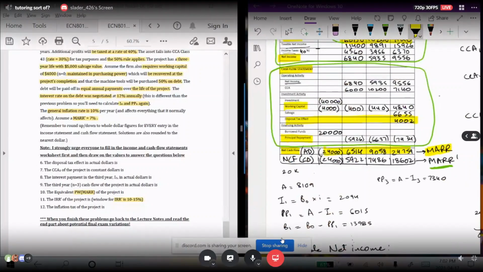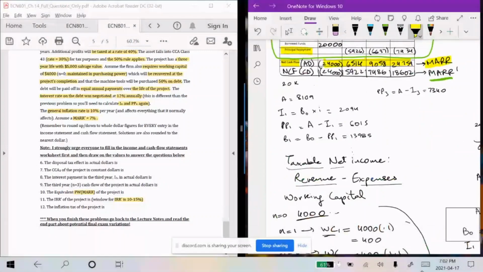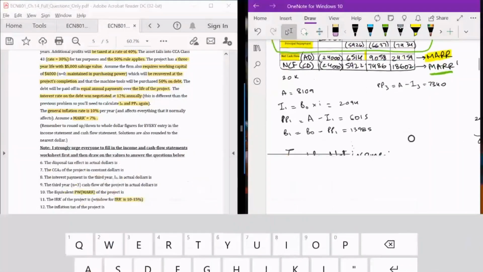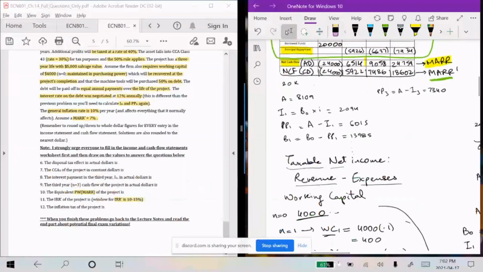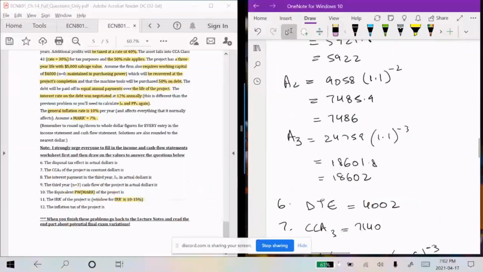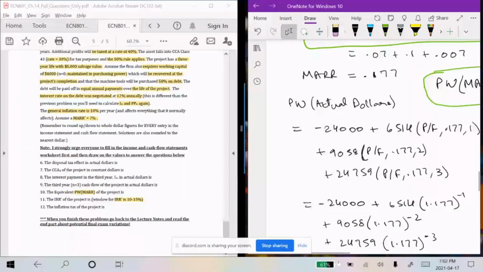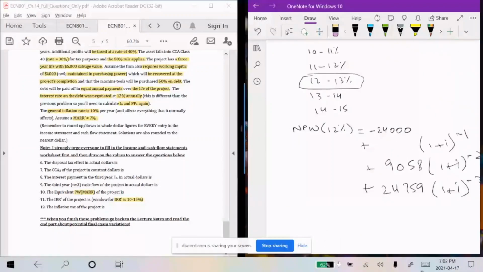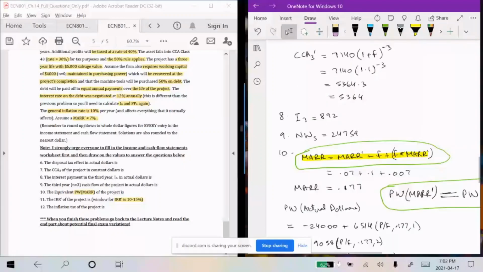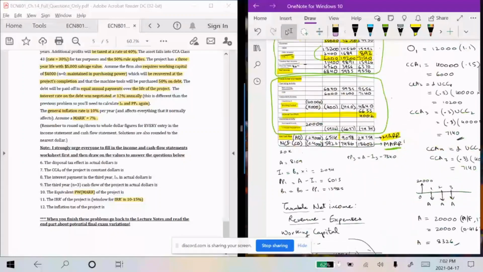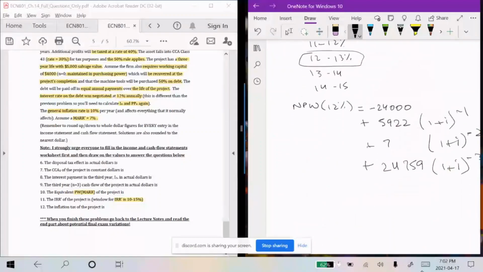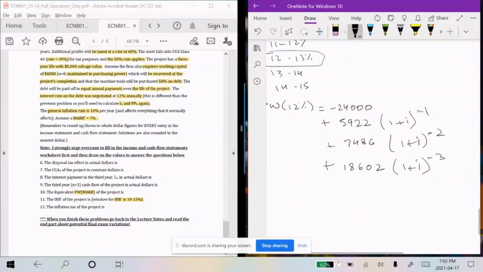IRR dash, yeah, my bad. We need to take these constant dollar values: 5922, 7486, and 18602. Instead of 6514, it would be 5922. I think it might just turn out to be the same, but let's just take it. 5922, and the next ones were 7486 and 18602. Right.